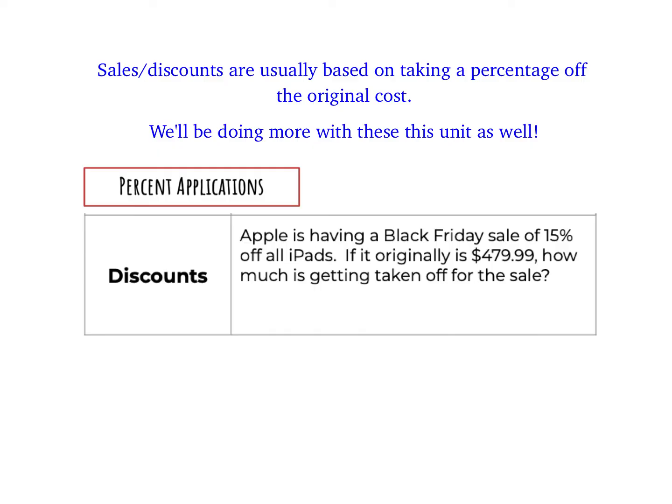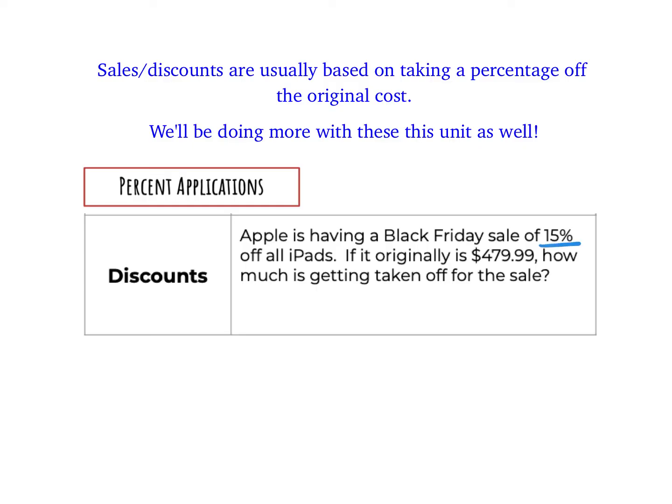And then sales and discounts are also based on percentages off. Sometimes you could have a flat $5 off or $10 off, but a lot of times they do it as a percentage, like 10% off the total. We're going to be doing more with these later this week as well, but we'll take a look at discounts. So it says Apple is having a Black Friday sale of 15% off all iPads. If it originally is $479.99, how much is getting taken off for the sale? So we're trying to find 15% of that total price.